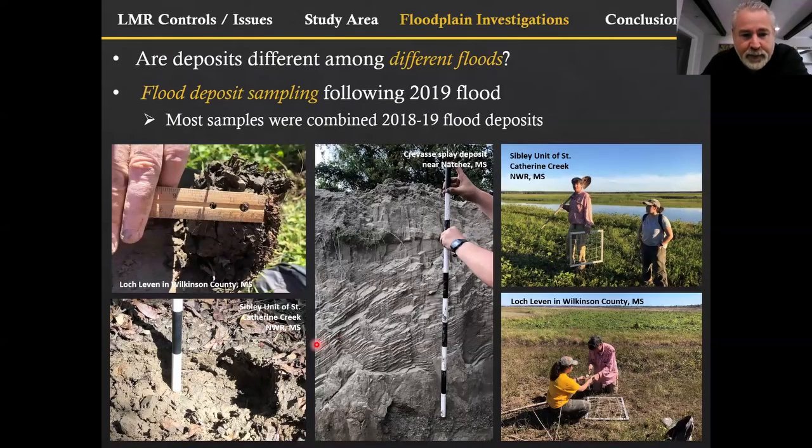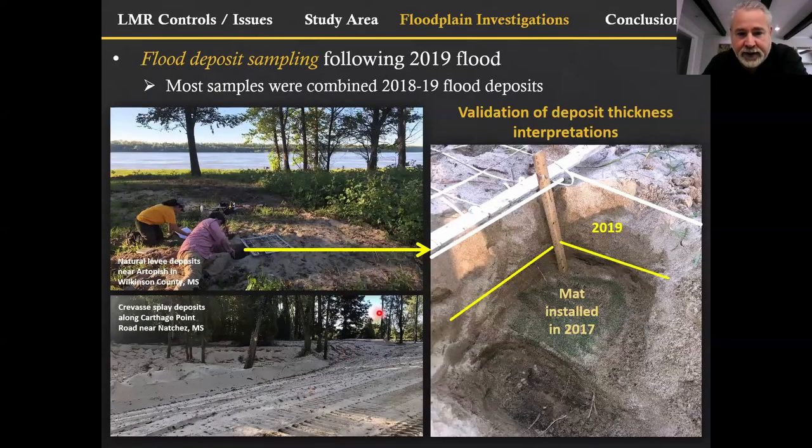So we went out and repeated some of our sediment deposit sampling in the floodplain areas that we sampled before in 2011, to see how those match up to the '73 and 2011 floods. Interestingly, in 2017, we installed these sedimentation mats in these areas, and we were fortuitous enough to use GPS to relocate these after the floods. And just to make a long story short, it really confirmed some of our interpretations at other sites where we could not find those mats, on the sedimentation thicknesses both in 2018 and following that in 2019.